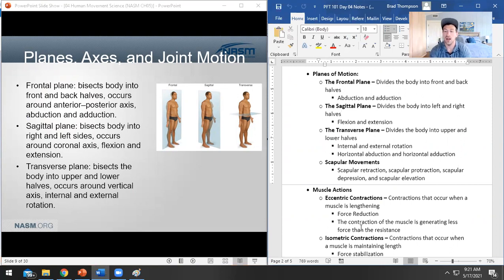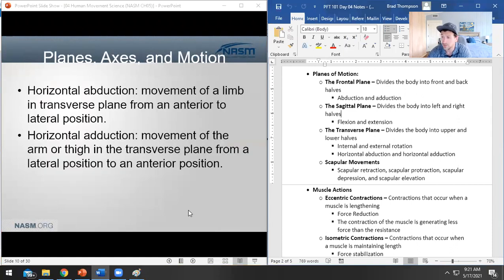When we're thinking about these things, we have these specific actions that really can only occur in these planes of motion. Abduction and adduction are frontal plane movements. Flexion and extension are sagittal plane movements. And internal rotation and external rotation are transverse plane movements.